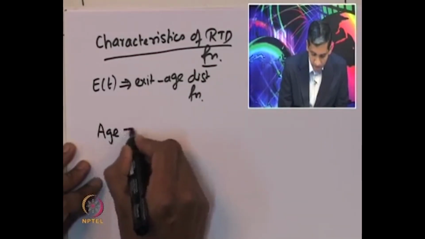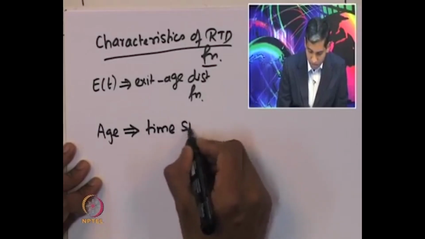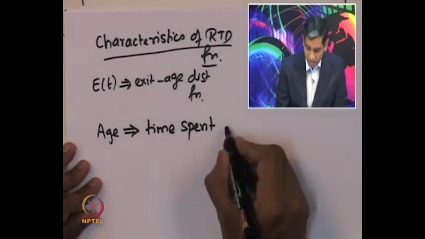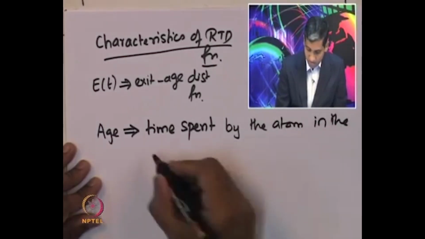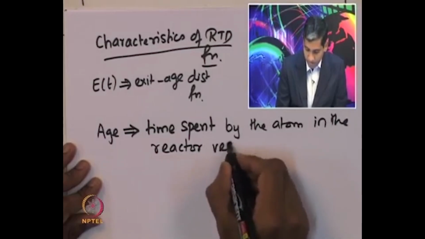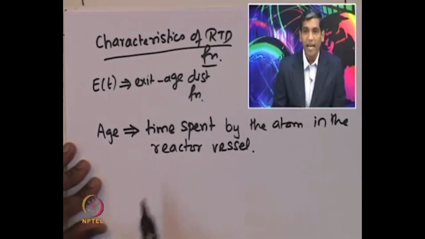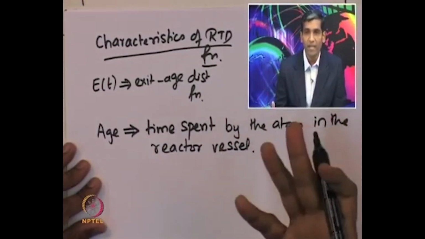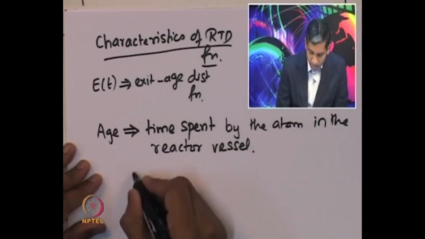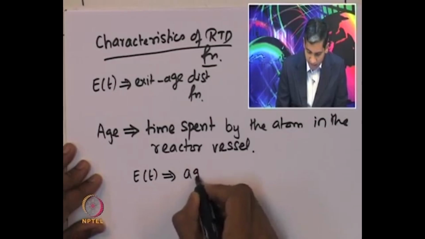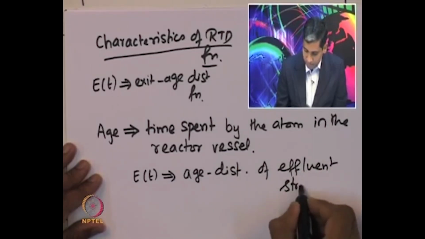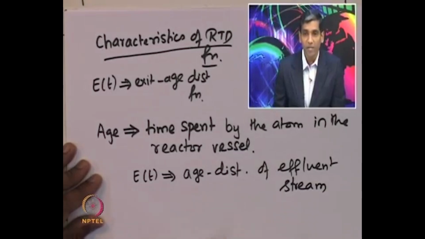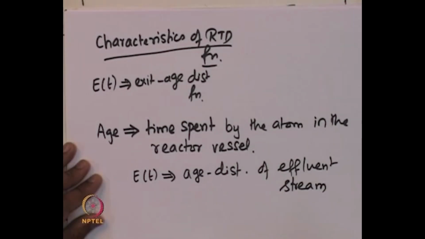The age is defined as the time spent by the atom or molecule in the reactor vessel. That is what is defined as the age of that particular atom or molecule of the material which is being considered. So, therefore, clearly E(t) is essentially the age distribution of the effluent stream. Age distribution as measured by the concentration of the species in the effluent stream, that is the RTD function E(t).